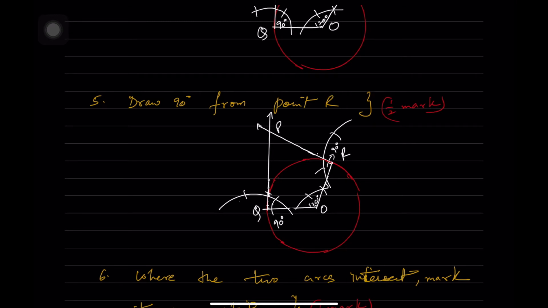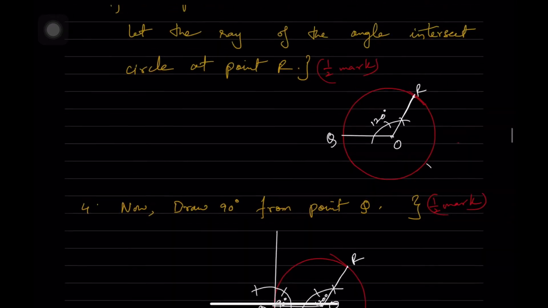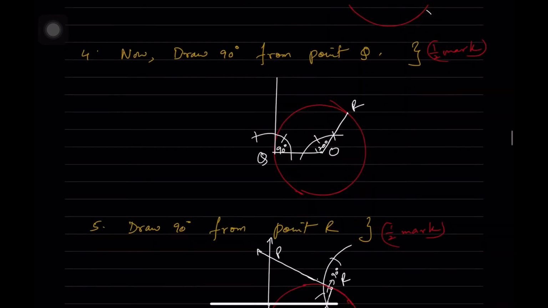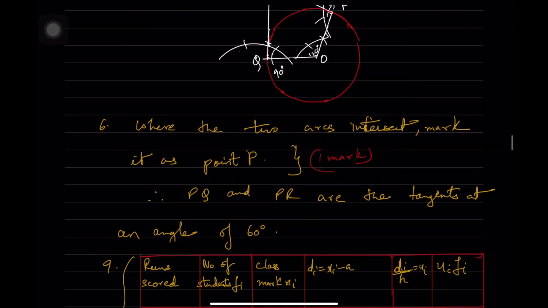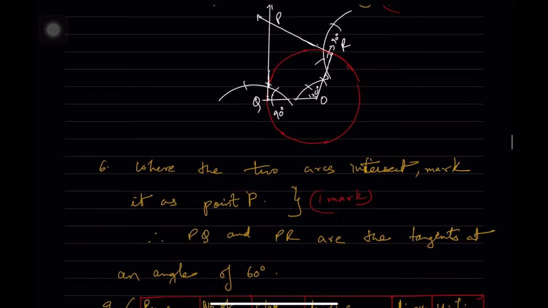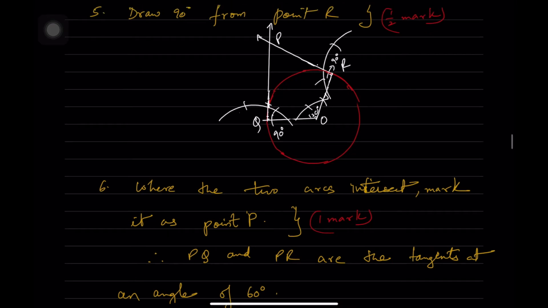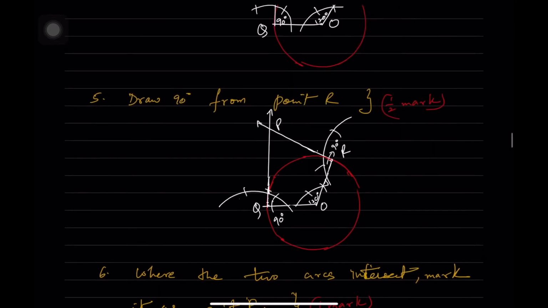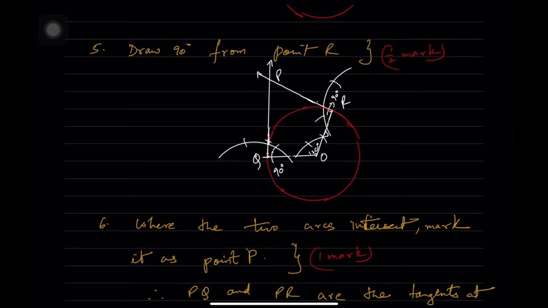For this also there is half mark. For drawing from Q also half mark. Drawing 120 degrees also half mark. Then where the two arcs intersect, mark it as point P. That is the point P, the point of intersection. Therefore PQ and PR are the tangents at an angle of 60 degrees. So this will give you 1 mark.